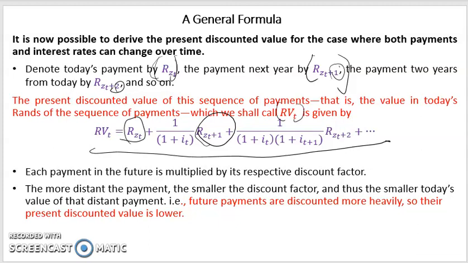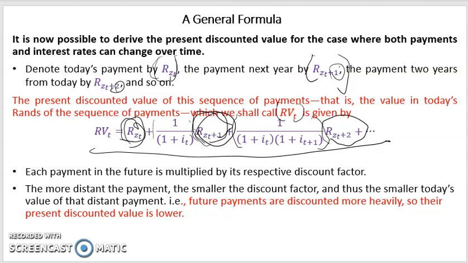So as you can see, apart from the first payment, all payments in the future are multiplied by their discount factor. So this one is multiplied by its discount factor of the interest rate over 1 year, and the payment of the second year is discounted by the discount factor over 2 years. And one thing you should realize is that the more distant the payment, the smaller the discount factor, and therefore the smaller today's value of the distant payment.